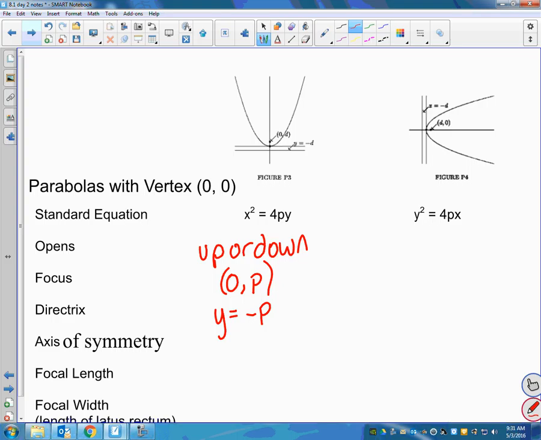The axis of symmetry is that line that you've talked about forever that cuts the parabola in half, that makes it symmetric. When we graph this, I don't really use the axis of symmetry, but just to remind you, the axis of symmetry goes through your vertex, so that would be just the y-axis, right? The focal length is always going to be just that p-value, the distance from the vertex to the focus. So your focal length is just p.